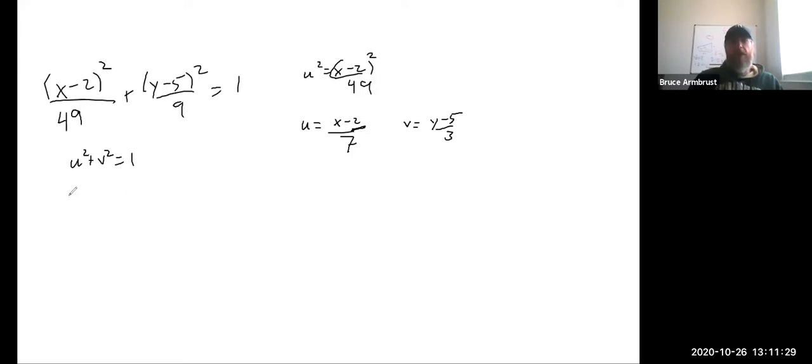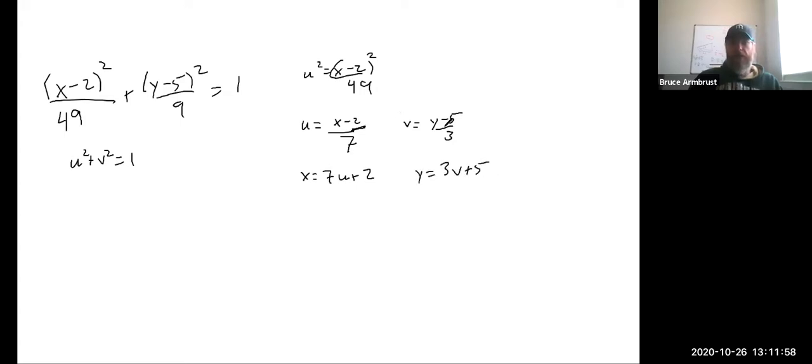So if we are going to find the area or whatever, we could just do it in polar and we're good to go. Okay, so this is what I'm going to let my u and my v equal. And then you may have noticed for the second part of that question, it said, then that would make x equal what and y equal what? So x is going to be 7u plus 2, and y is going to be 3v plus 5.